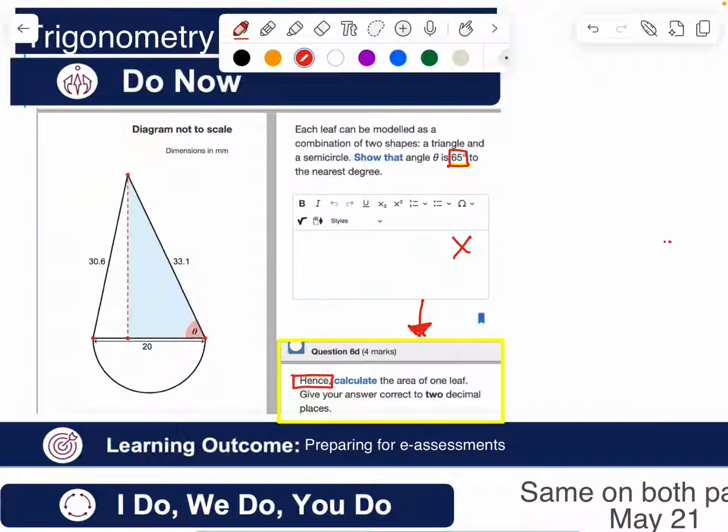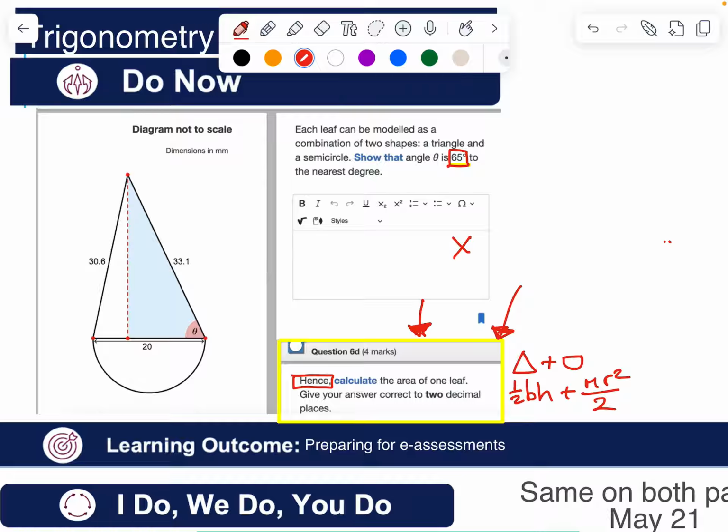Okay, so the first question was the sine rule, the cosine rule, but that's not what I'm looking at today. This is what I want to look at for the do now. So hence, calculate the area of one leaf. It wants us to calculate the area of the triangle and the semicircle at the bottom, and it's as simple as that. On the formula page, there's two formulas you can use for the triangle, but I'm just going to use a half base times height. And the semicircle is pi r squared, and then you just divide it by 2.